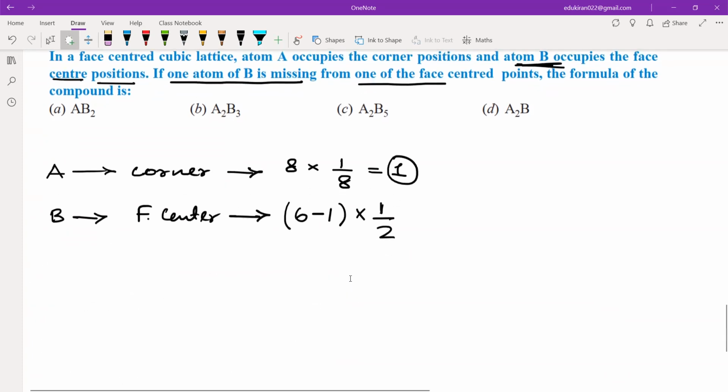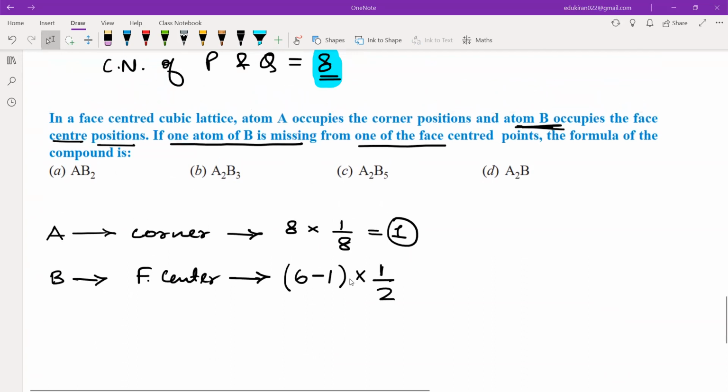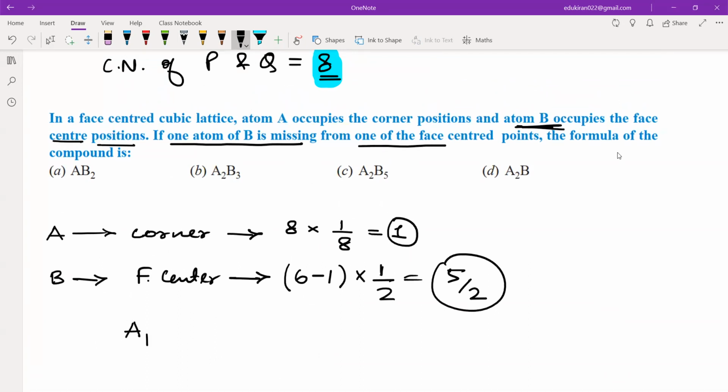Okay. So this will be equal to how much? This will be equal to 5 by 2. Then also circle this one. Then you will write it like this: A 1 and B 5 by 2. Then you will multiply 2 on both the sides. Because this is a ratio, for each A we have 5 by 2 B's. So you will write here 2A, and in B also, if you multiply 5 by 2 into 2, you will get A2 B5. Is that understood? Yes or no?